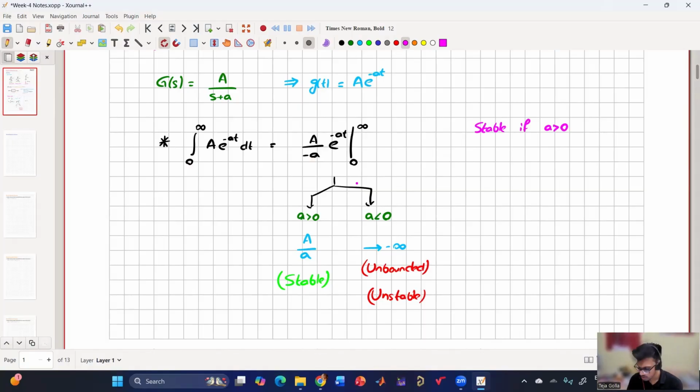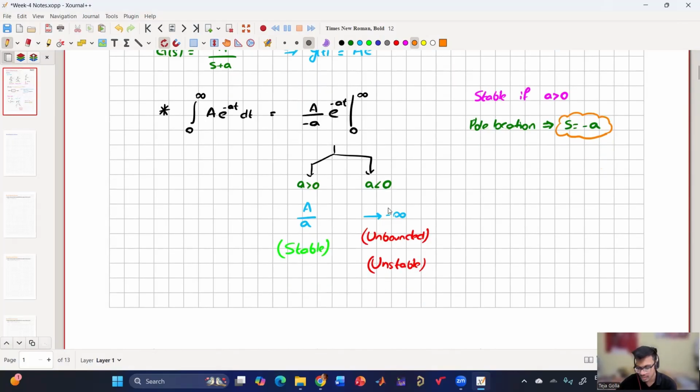Now let us check the pole location. The pole location is s equals to minus a, right? So a is positive means s is now negative. Here we have considered the real part only. Even if it is complex, if s consists of a negative real part, then the system is stable. If it has a positive real part, then the system is unstable.